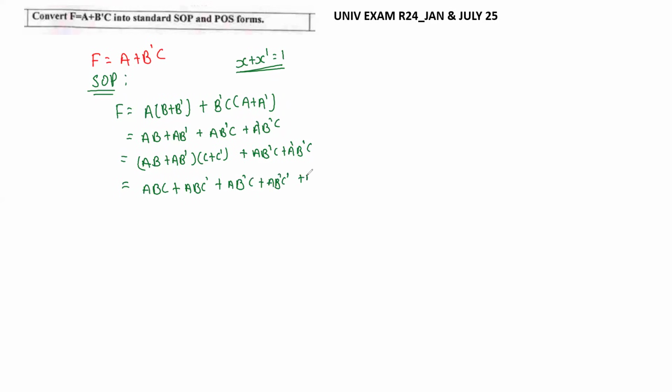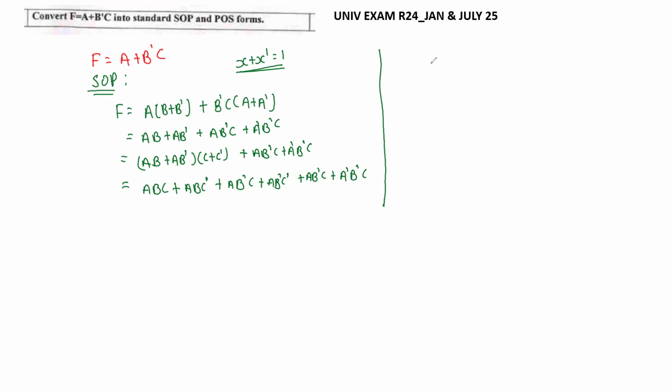Now, if some term is repeating, that term will be written only one time. Okay. So finally, like this, we'll have 6 terms, after removing any repetition if a term is repeated. So finally, this is the sum of product.